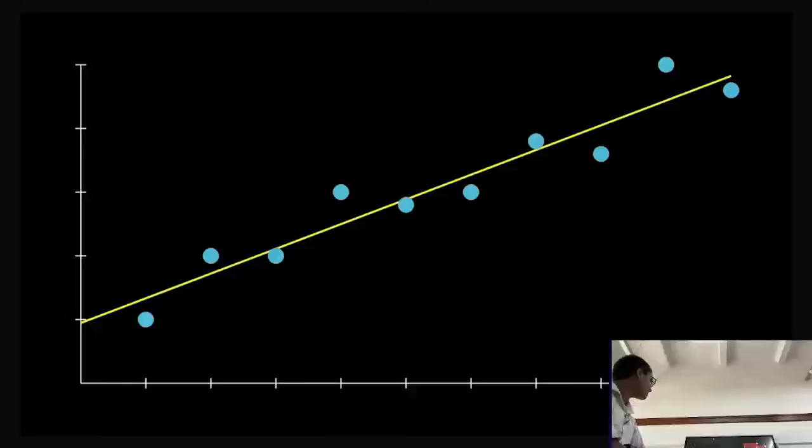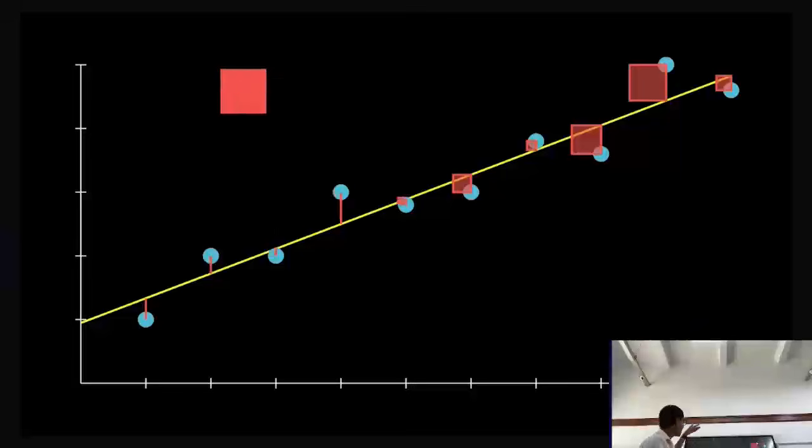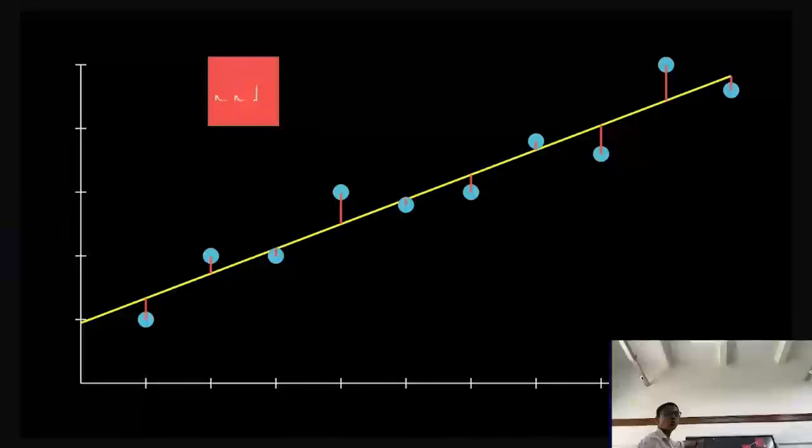He's trying to make the areas of those squares as small as possible. See, he's adding the squares. It's a sum of squares now. See, he draws lines, makes squares, and the squares become big when the line is too far off. Right? See?